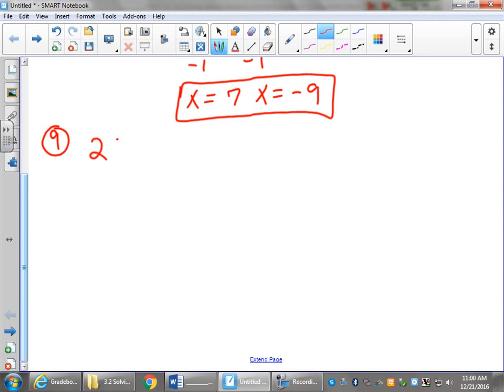So let's do 2 cube roots of x minus 8 equals 0. If you're in period G watching this, you did this problem yesterday already. Sorry, I had to make that side comment. What do we do? Add the 8. Then what? Divide by 2.